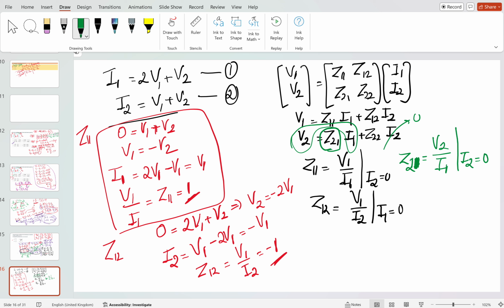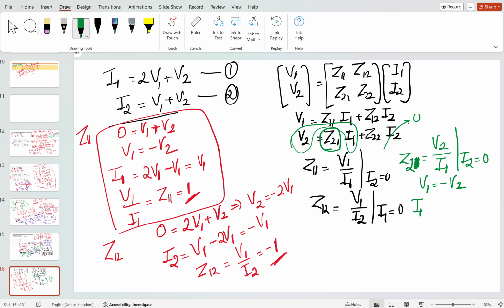Okay, put it in the equation. In the first equation, there is no effect because I2 is not there in any term. Put it in the second equation, what did you get? When you put I2 as 0, you will get V1 equal to minus V2.